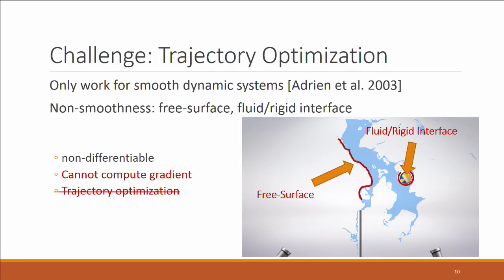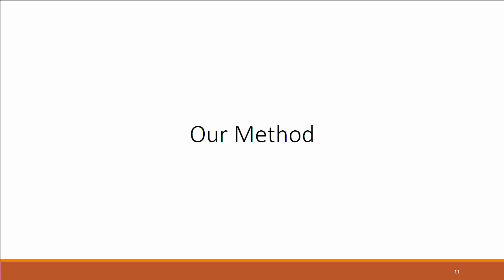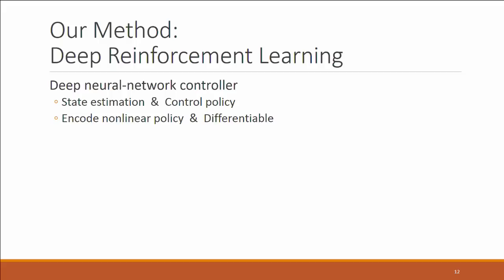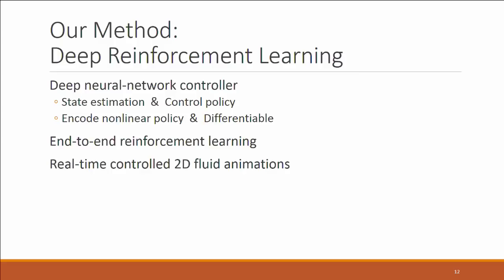In this work, we want to propose a third alternative method of control based on deep reinforcement learning. And the idea is very simple. We just represent our controller using a deep neural net. The network is responsible for state estimation and control policy representation. The main benefit of using a deep neural net parameterization of your controller is that we can encode nonlinear and complex control skills while still being differentiable. And these neural nets are trained in an end-to-end manner using deep reinforcement learning. And finally, we can generate 2D controlled fluid animations in real time.